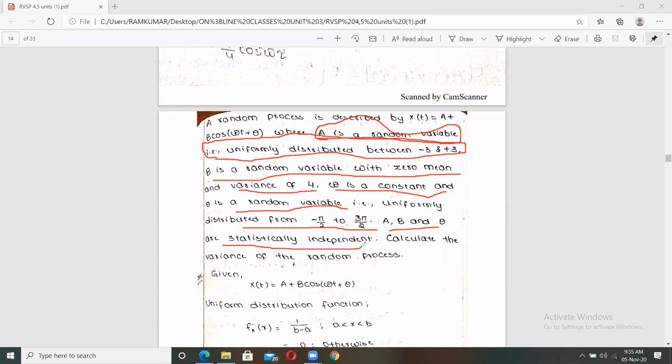Talk about A. In this, A is a random variable and theta is also a random variable. Omega is a constant, right? Calculate the variance of the random process x of t. X of t random process, we have to find the variance. Okay? Here x of t equal to A plus B cos(omega t plus theta).